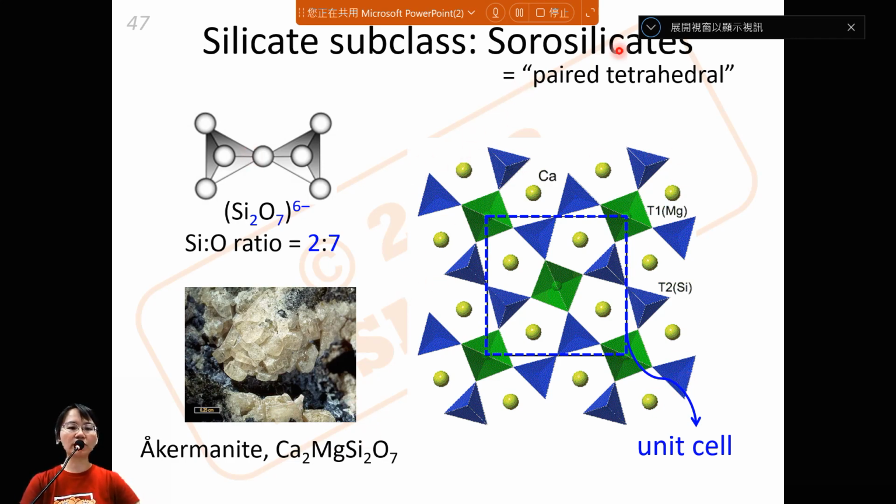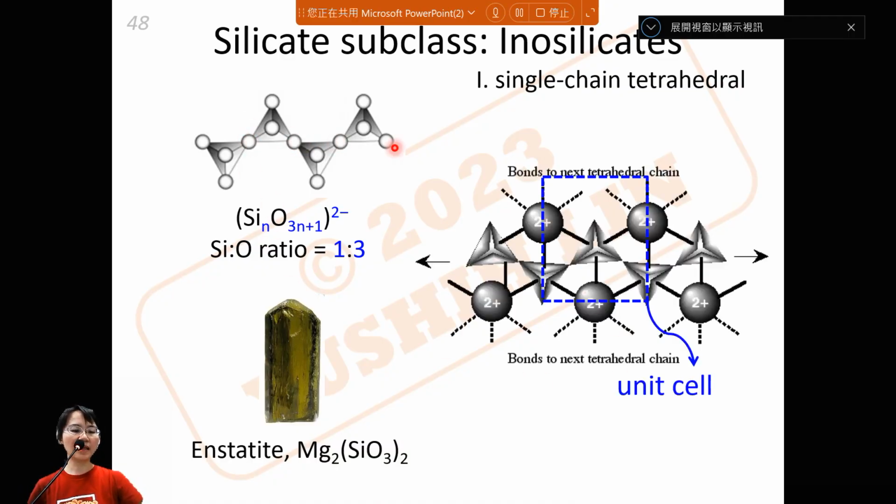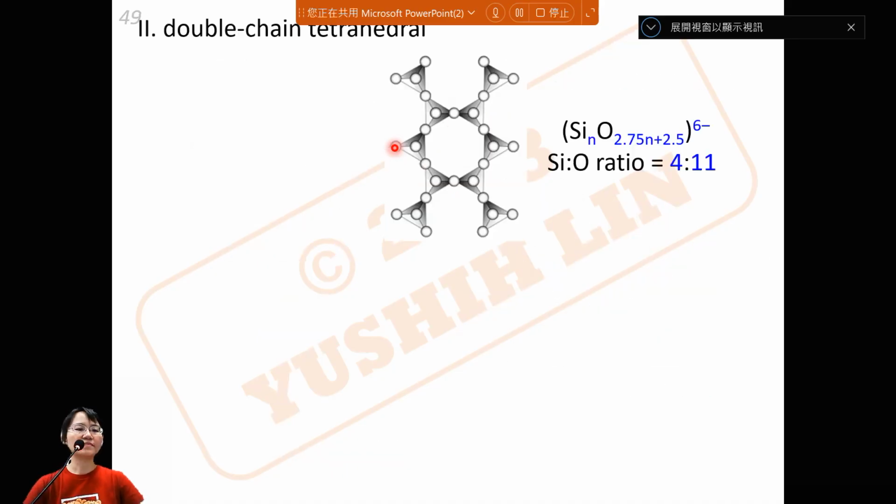For sorosilicate, which means paired tetrahedron, they don't really form their own mineral. So they actually form mineral with other polyhedron like this. And these are external metals. Inosilicates are single chain, so you see more oxygen sharing, like this one. Double chain, you see more oxygen sharing here and there.